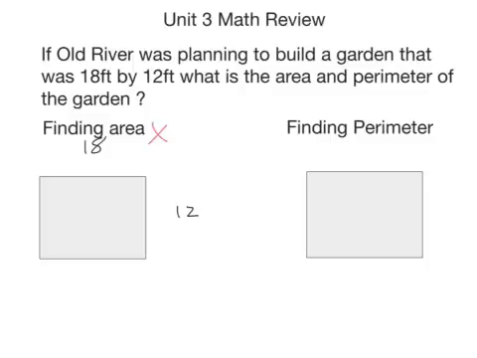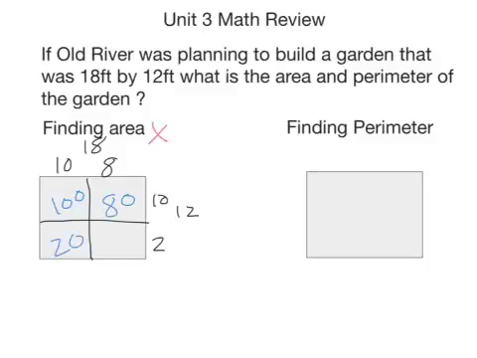Since I know that finding area means to multiply, I'm going to multiply 18 times 12, or 18 groups of 12. So I can set this up in an area model. The first thing I have to do is decompose 18 into 10 and 8, and then decompose 12 into 10 and 2. Then let's cross multiply. I know 10 groups of 10 is the same as 100. 8 groups of 10 is the same as 80. 10 groups of 2 is the same as 20. And 8 groups of 2 is the same as 16.